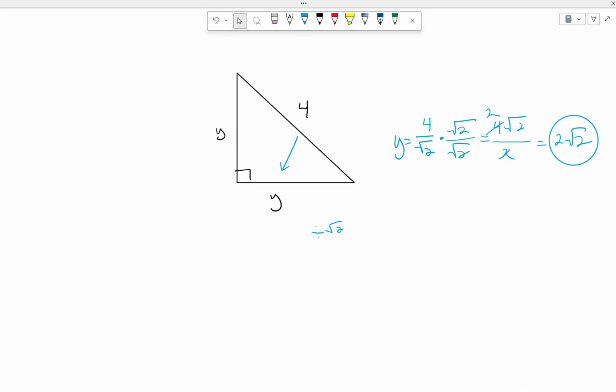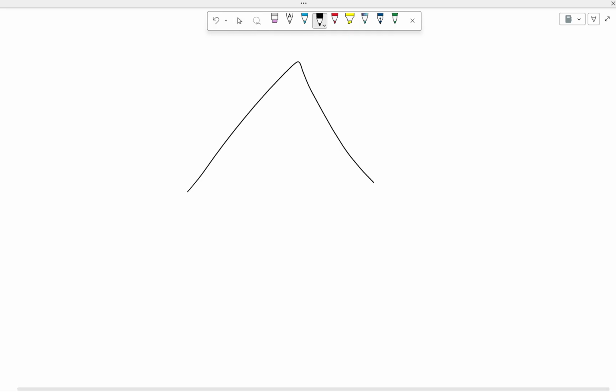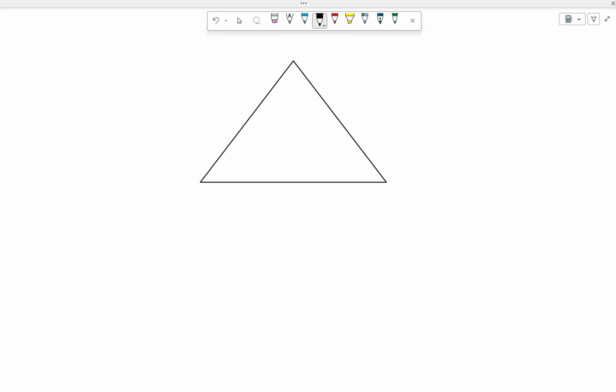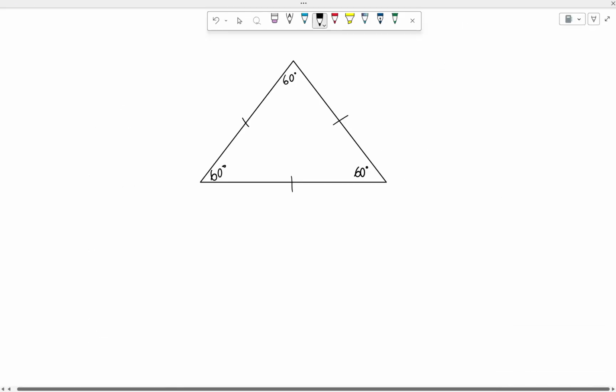All right. New triangle for you guys. You guys ready? So, let's take an equilateral triangle. All right? This guy is an equilateral triangle by definition, meaning that every single angle is 60 degrees. All right. Take off this auto shapes thing for a sec. So, think about this.